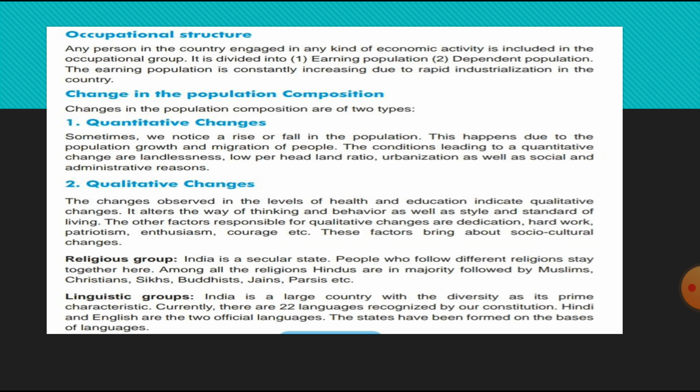And when we talk about the change in the population composition, the changes in the composition of population are of two types. Which are these two types? Let us discuss. The first one is quantitative changes.